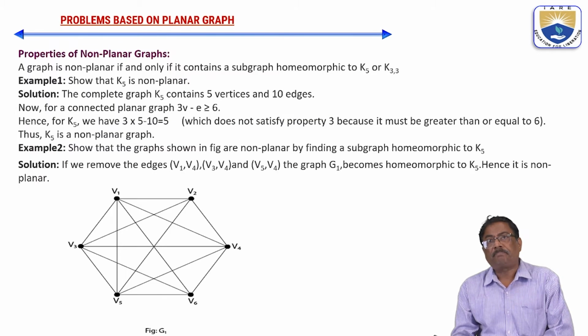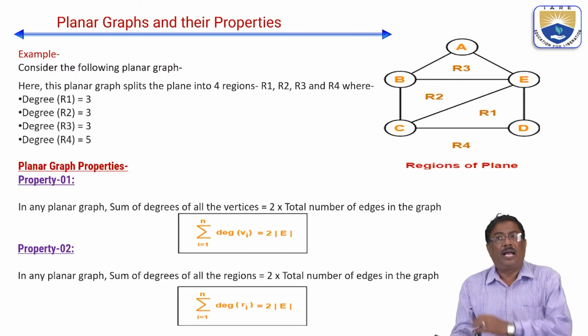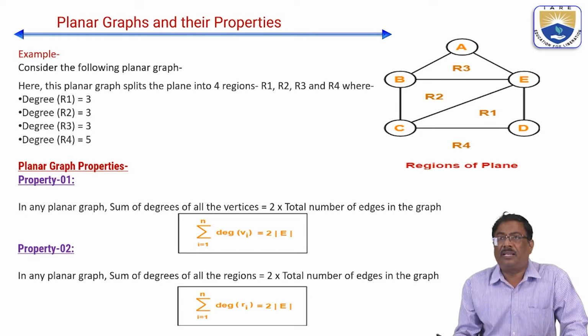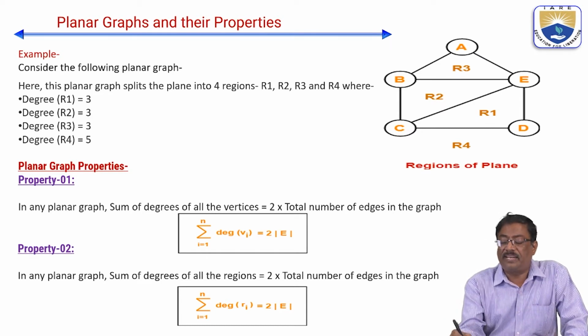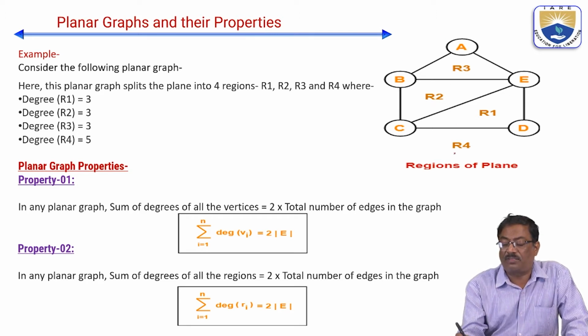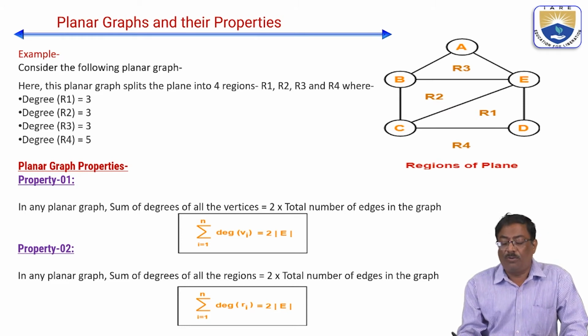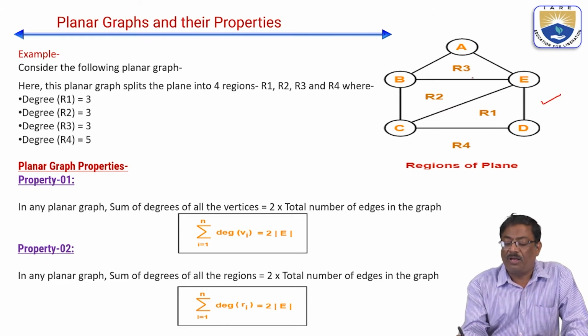So here, I am just taking this. I am considering this as a planar graph, and it divides the plane into regions. Let us say R1, R2, R3 and R4. So now, from this planar graph, how am I going to calculate the degree of R1?